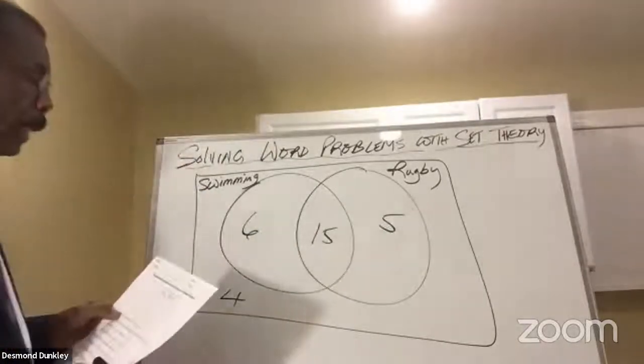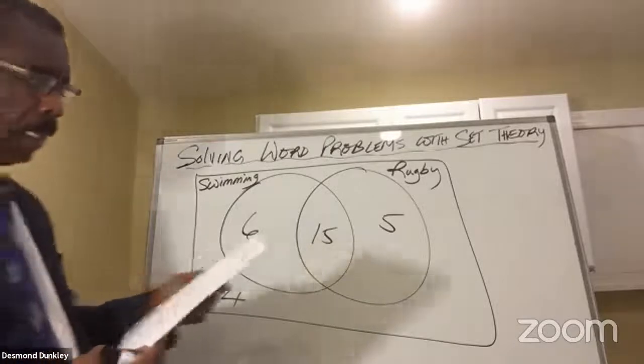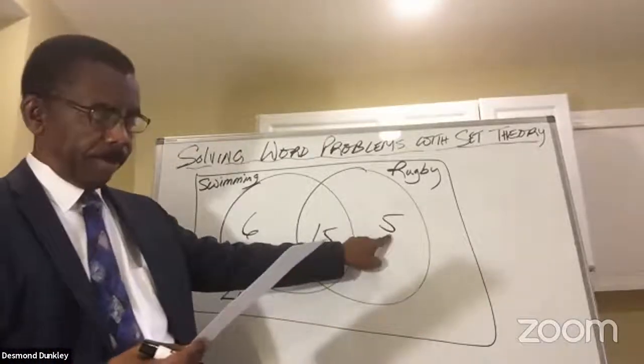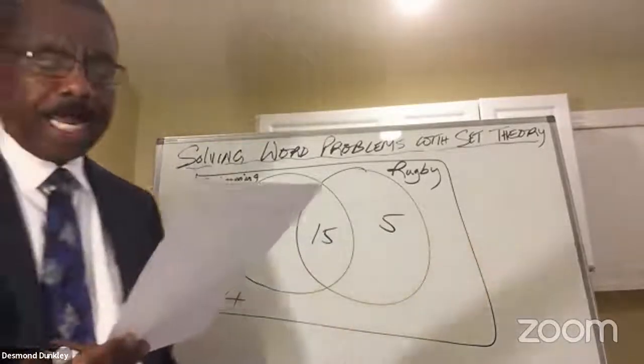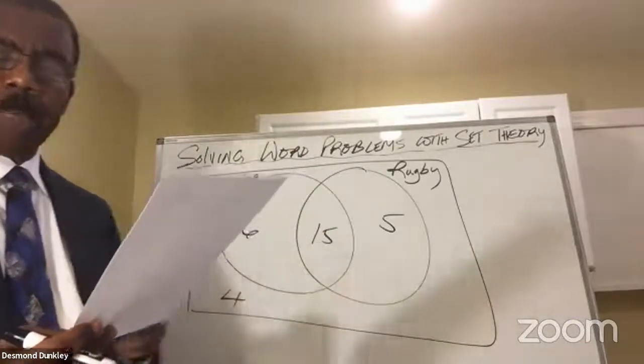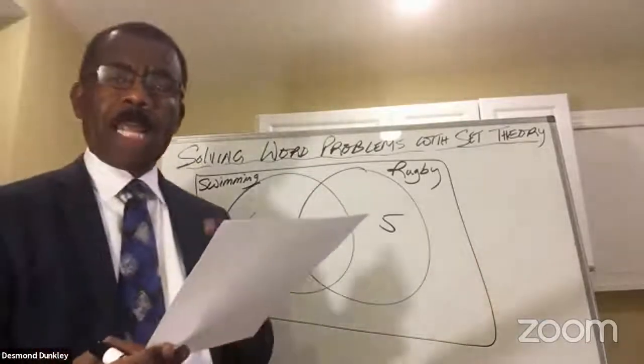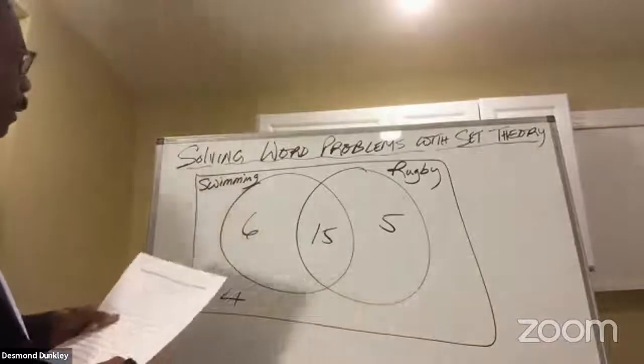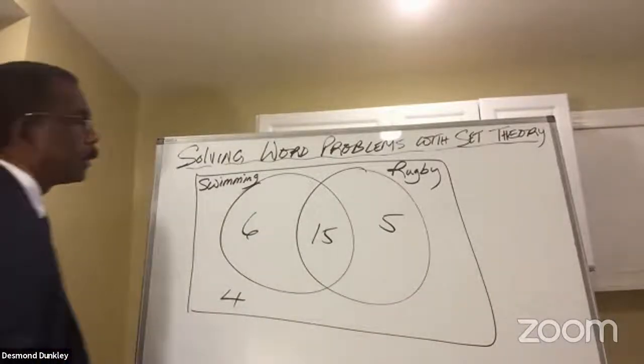Yes. So the answer to how many only like rugby is going to be 5. How many students do not like rugby and swimming? You do not like rugby and swimming. Okay. So rugby.